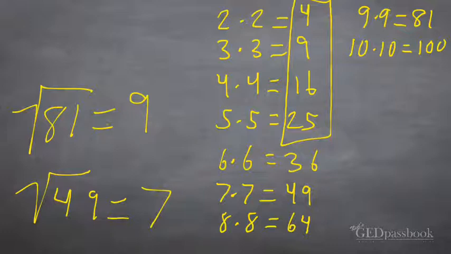There's only a few that you guys have to memorize. I always tell my students, memorize up to 15 times 15. Just to be safe, right? So what's 11 times 11? 121. So 121 is another perfect square, right?